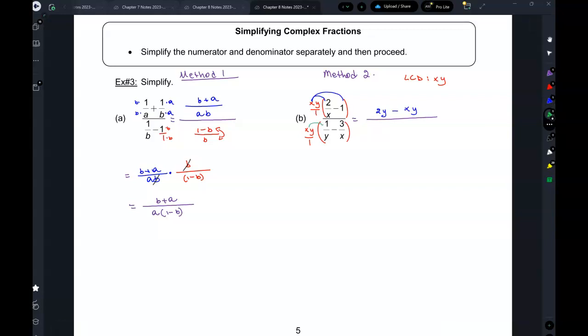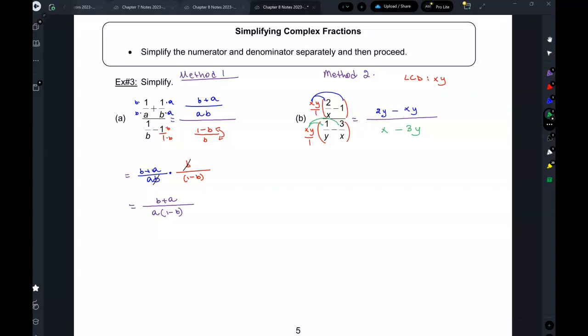So let's multiply this. xy times 1 over y. These y's will cancel, so I'm just going to be left with x. Distribute to this one. Minus xy times 3 over x. The x's cancel again, and I get 3y, right? And that's it. We're done. Okay, now, isn't that easier?